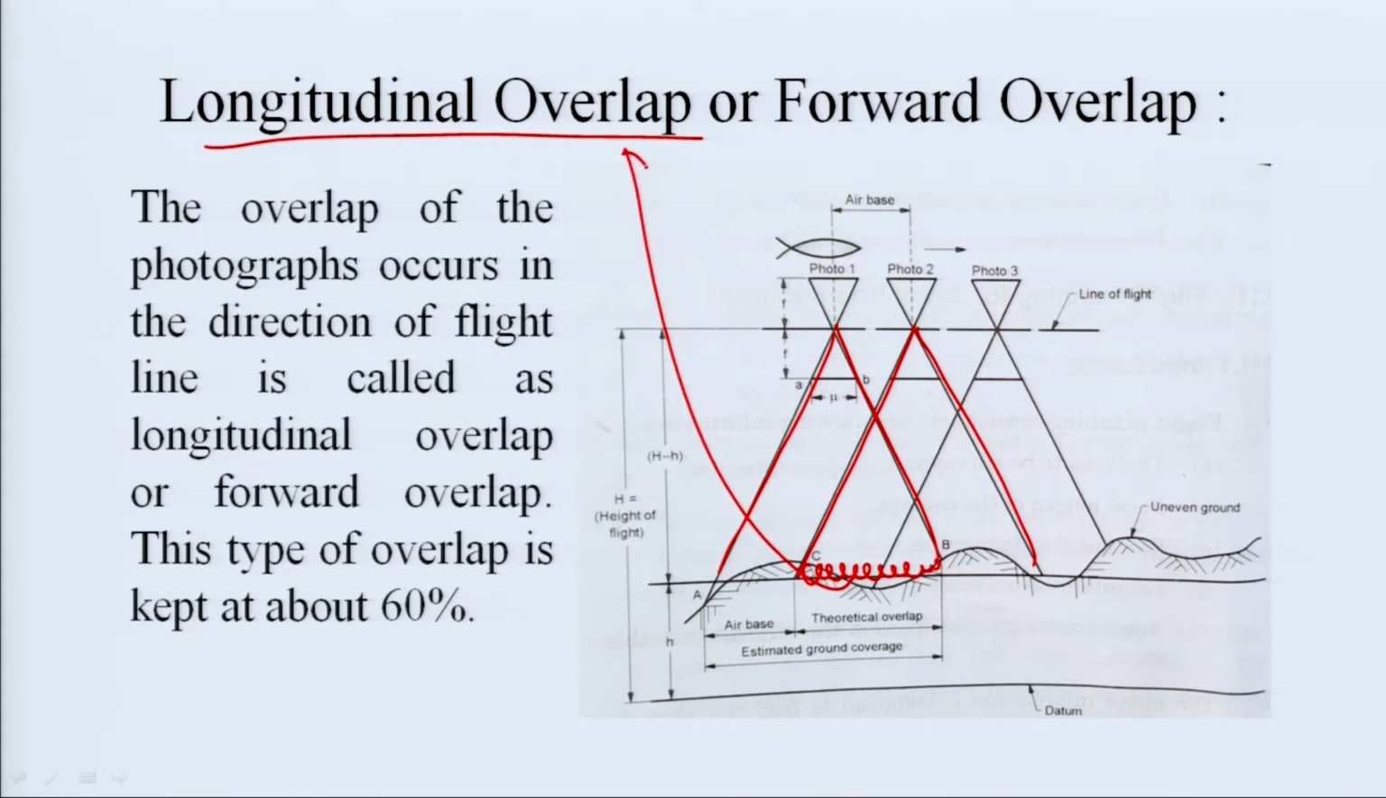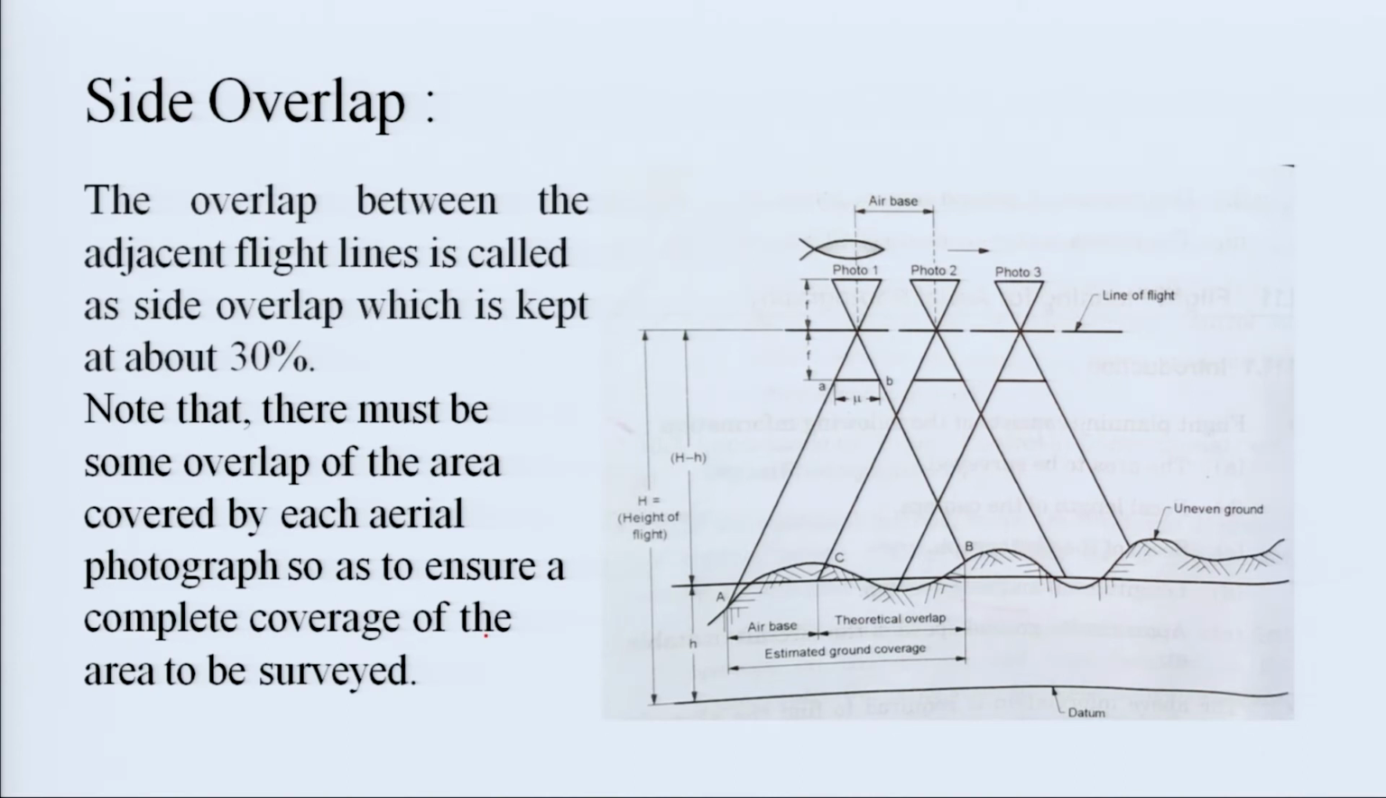The overlap of photographs that occurs in the direction of flight is called longitudinal overlap, this portion. The minimum longitudinal overlapping which we use is about 60%. Now, talking about side overlapping, the overlapping between adjacent flight lines is called side overlap, and the value considered is about 30%.